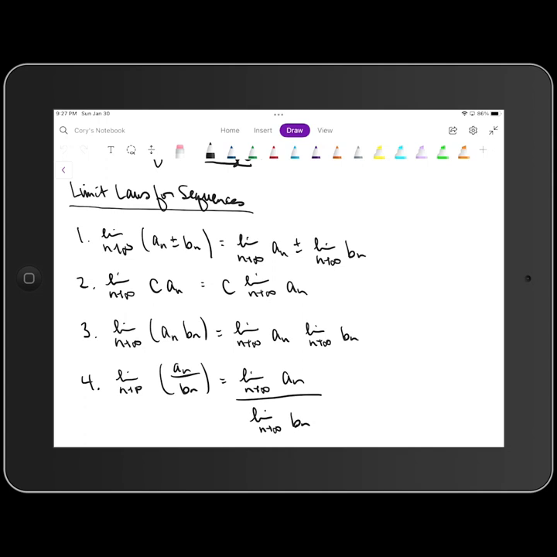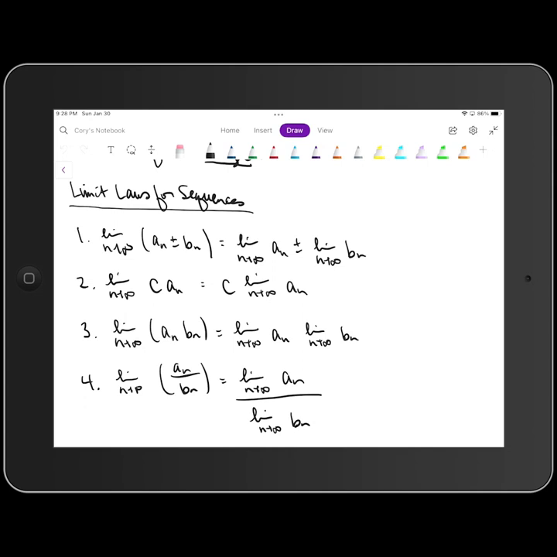So if you have the limit as n goes to infinity of the sum or difference of two sequences, then you can take the limit as n goes to infinity of the first sequence a sub n and add or subtract the limit as n goes to infinity of the second sequence b sub n. If you take the limit as n goes to infinity of some constant or coefficient c times a sub n, then you can pull c out front, take the limit as n goes to infinity of a sub n, and multiply those two results together. If you have the limit as n goes to infinity of the product of two sequences, then you can take the limit as n goes to infinity of each sequence and then multiply those two limits together.